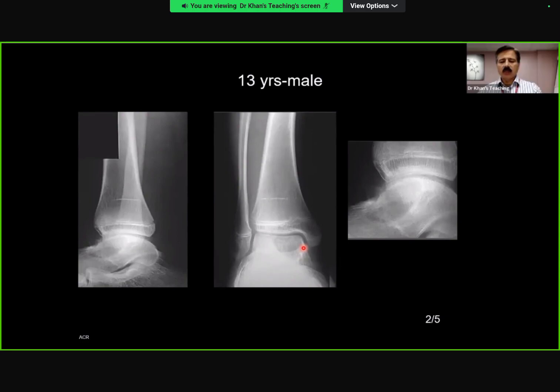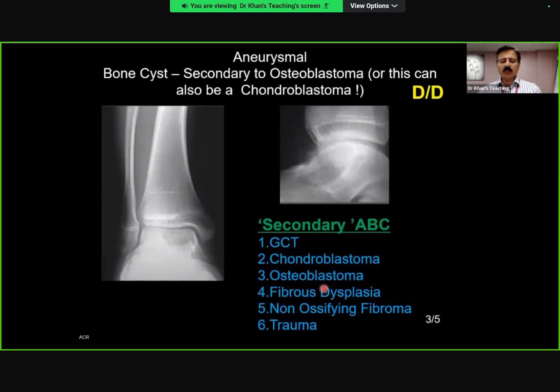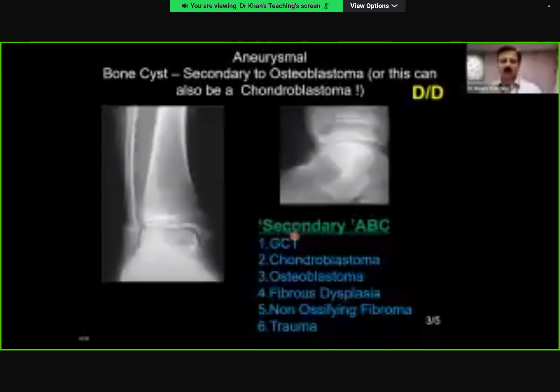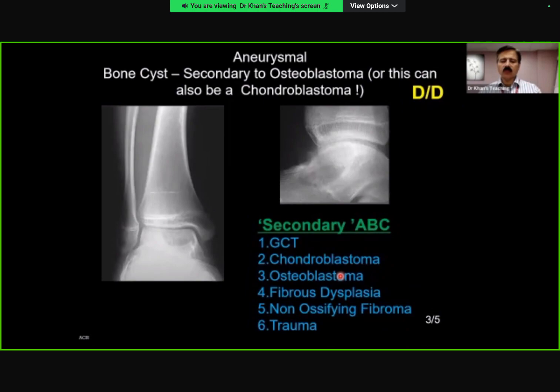Okay, thank you. Now, basically, if you remember this differential, you can get your answer. If you know this list, you can actually answer this question. And this is why I say that this is actually not given in Chapman, but this concept should be with you. Secondary ABCs, these are the tumors: GCT, chondroblastoma, osteoblastoma, fibrous dysplasia, and ossifying fibroma, as well as trauma. This is controversial. Some people think that trauma can cause it.